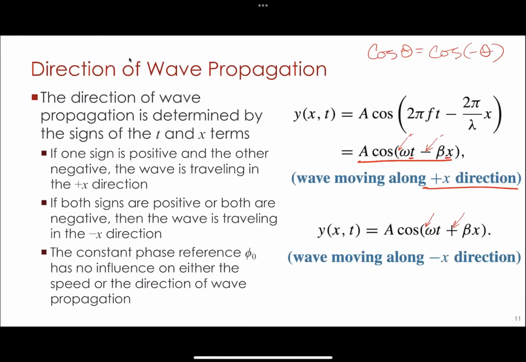This phi 0, which we haven't talked about yet but are just about to, does not adjust the direction. It only is a shift. It shifts it one way or the other, but it doesn't change whether it's going in the plus x direction or the minus x direction. All right. Any other questions about that?